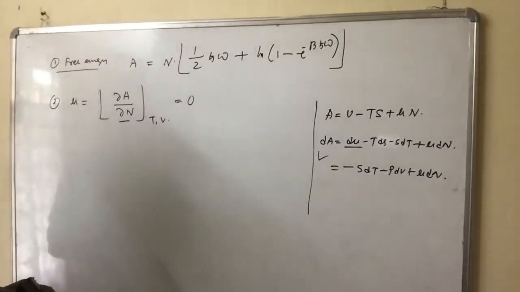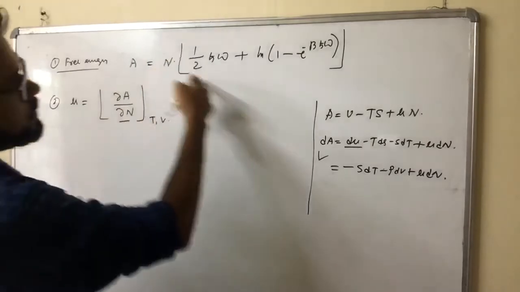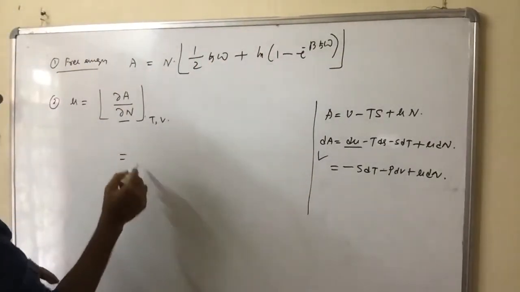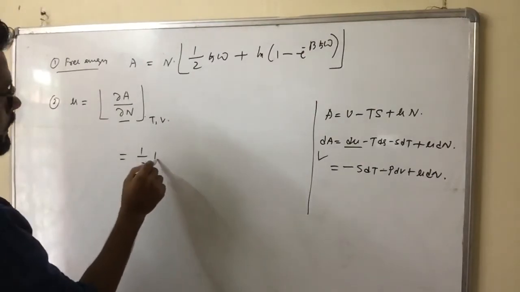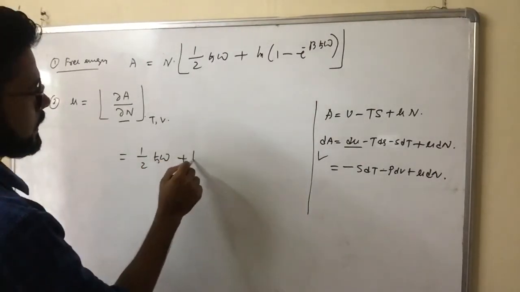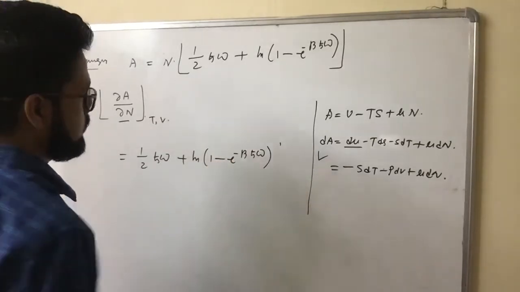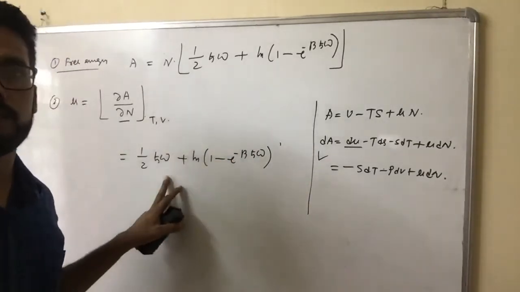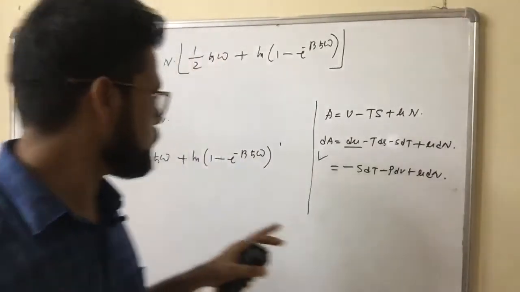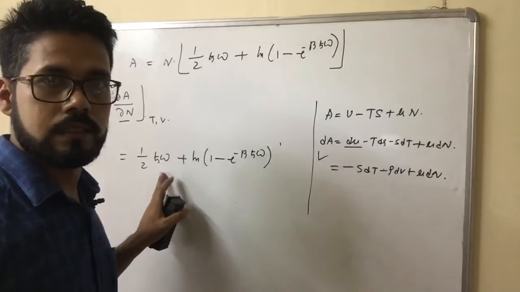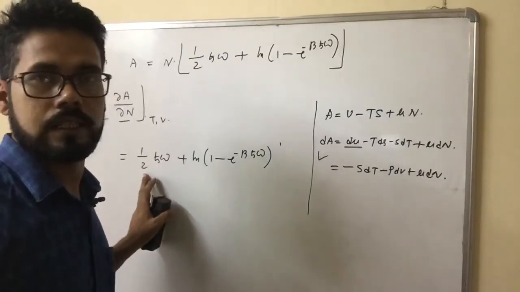Suppose I am doing it here. In that case, this whole term is constant. So what is the chemical potential? In this case, it equals half h cos omega plus ln(1 minus e to the power minus beta h cos omega). So the chemical potential is also this one, and this part is the zero point energy.